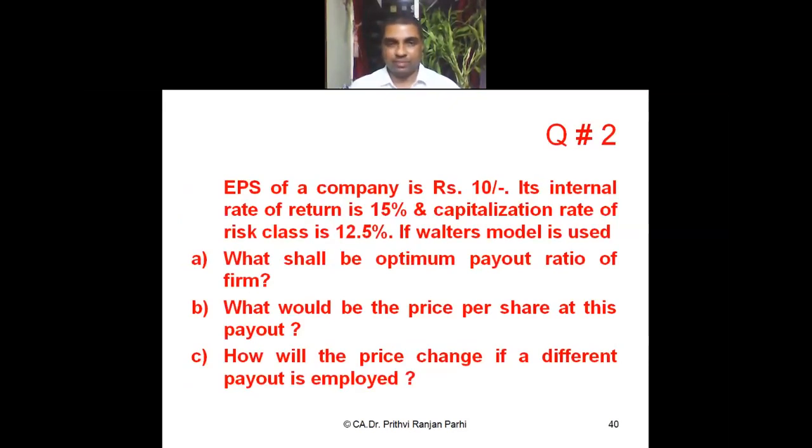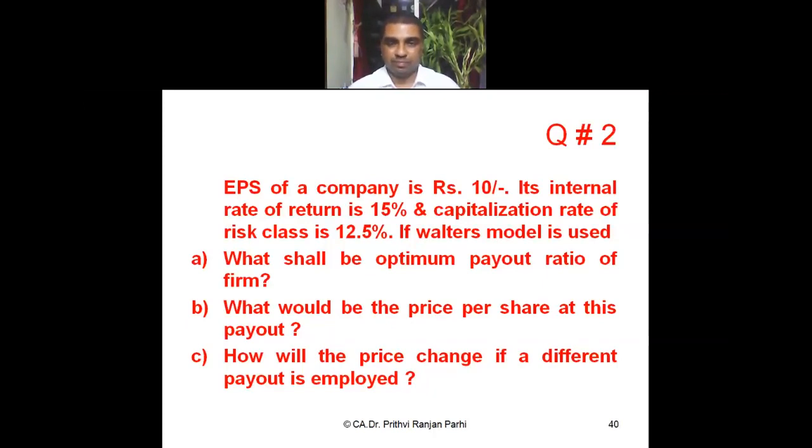Now, again, you have to read this question. Question number 2. Please, Rosalie, you read it. Earning per share of a company is rupees 10. Its internal rate of return is 15% and the capitalization rate of risk class is 12.5%. Now tell me, if Walter's model is used, what is R, what is K? R is 15% and K is 12.5%. Okay. Now proceed.